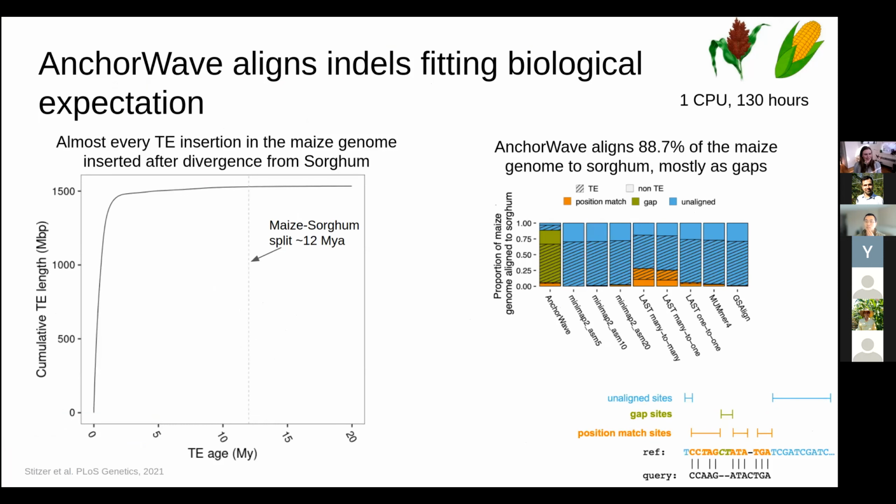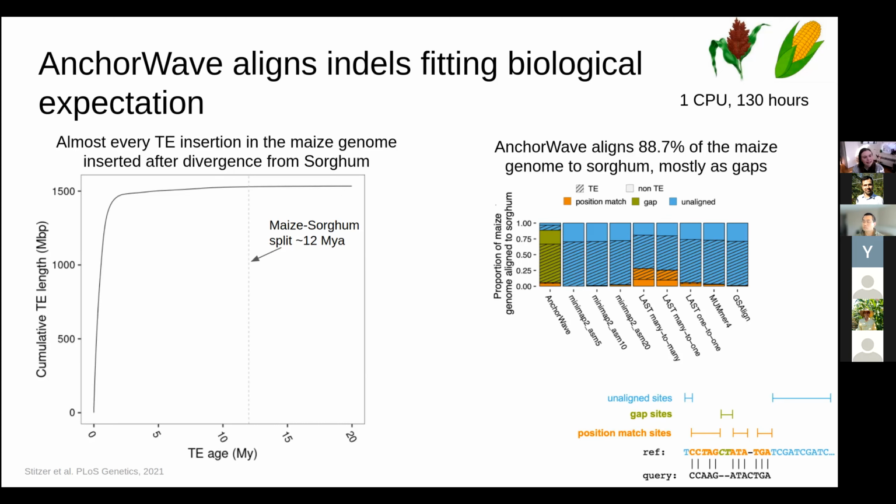So that was kind of the positive. We think that AnchorWave is not over-aligning sequences. We also wanted to look at sequences that we don't expect to be aligned between maize and sorghum. And in this species comparison, that's the transposable elements. And that's coming from the fact that transposable elements have been active along the maize lineage, and we can look at the timing of insertion of those elements. And the vast majority of them have inserted in the last couple million years, much more recent than maize and sorghum split 12 million years ago.